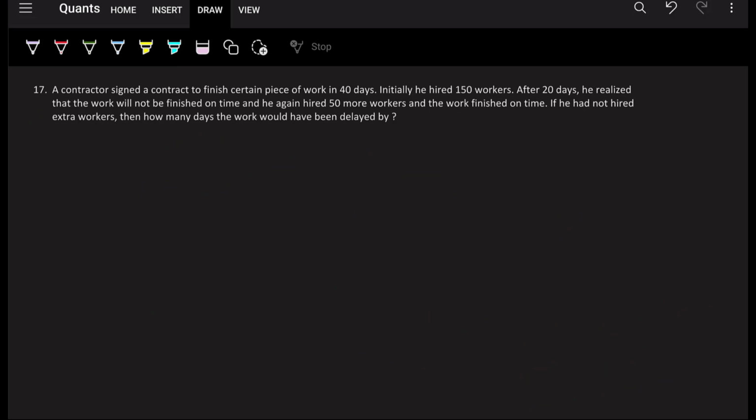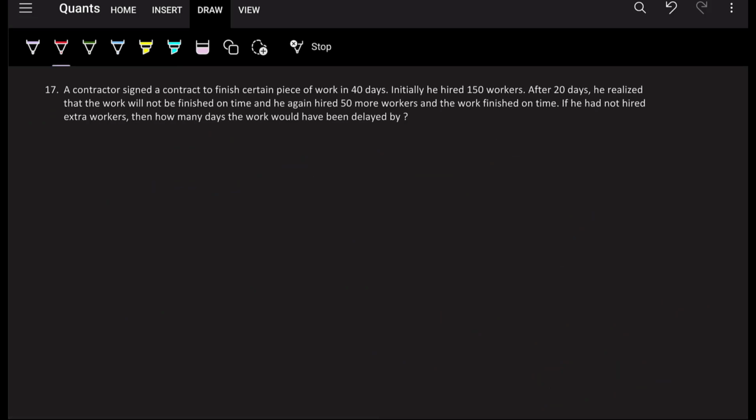So now this question is very important, so please understand it very carefully. Here is the question. The contractor signed a contract to finish a certain piece of work in 40 days. Initially he had 150 workers. After 20 days, he realized that work will not be finished on time, so he added 50 more workers. So now 200 workers are there, and the work finished on time.